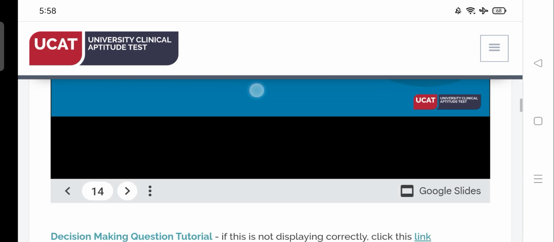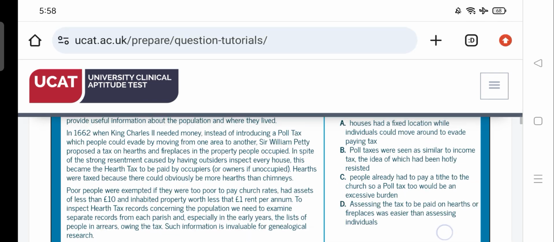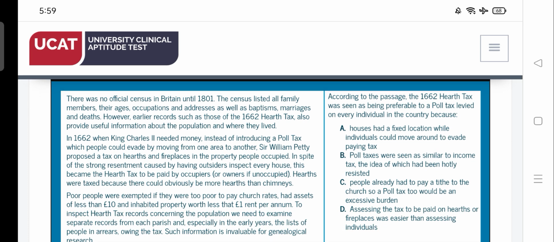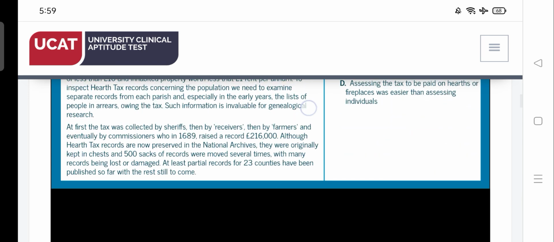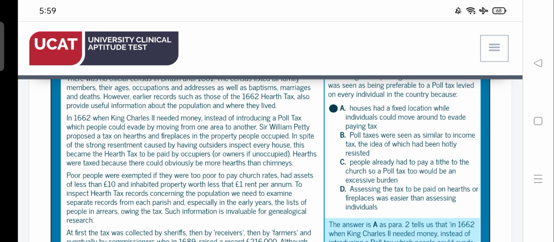So here we have an example question for this section. A paragraph is given and then we have a statement: according to the passage, the 1662 herd tax was seen as being preferable to a poll tax levied on every individual in the country because... Now you have to choose the answer from these options by using keywords, or you can read the whole passage.